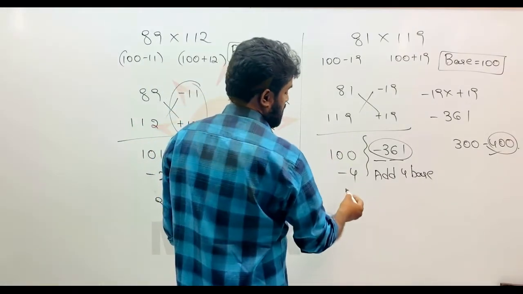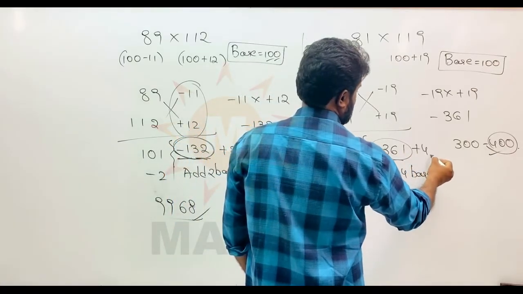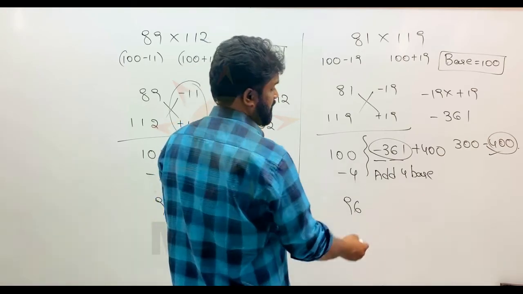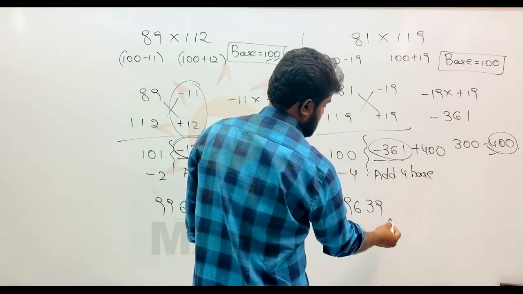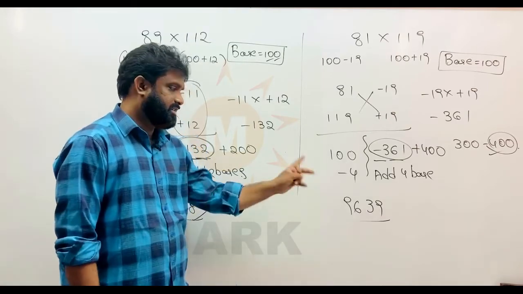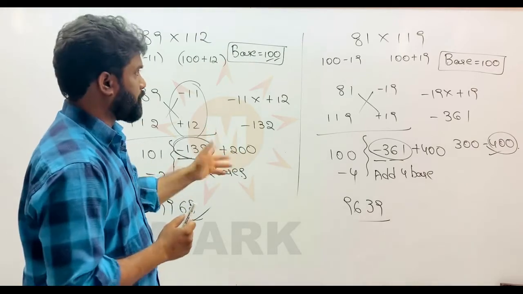So 100 minus 4 gives 96. What is minus 361 plus 400? That is 39. So the answer is 9639. You can check it on the calculator and you will get the same answer. So this is the process.